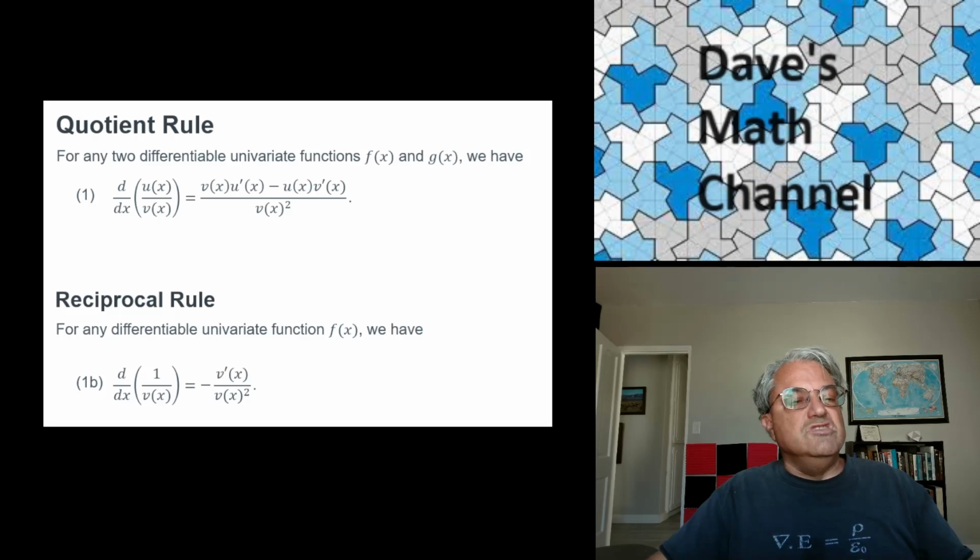So what if we just want to take the derivative of the reciprocal of a function? This is a special case where u of x is 1. So what if we just want to differentiate 1 over v of x, where v is a differentiable univariate function? Well, here's the formula for it. This is a much simpler formula. It's just minus v prime of x over v of x quantity squared. That's a lot easier to remember. And anyway, what we're going to do here is first derive the reciprocal rule, and then use that result to derive the quotient rule.